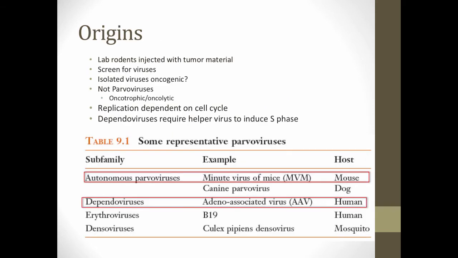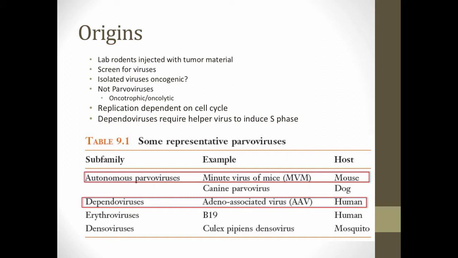All right, so the origins of these small single-stranded DNA viruses. We're going to start out by looking at small single-stranded DNA viruses that are relevant to human or mammal life, and we'll look at some that infect plants. Then at the end, we'll look at some that we don't know what they infect. So for the origins of these particular viruses, lab rodents were injected with tumor material, and then screens for viruses were performed, and it was assumed that viruses isolated from these tumor-injected mice should be oncogenic, right, giving rise to cancer.